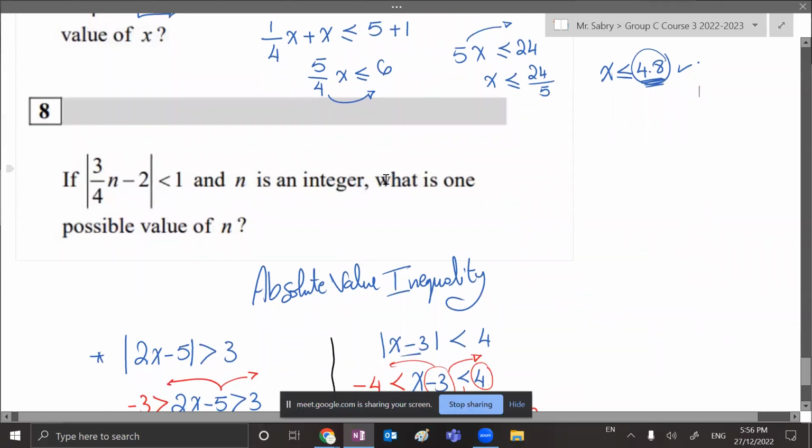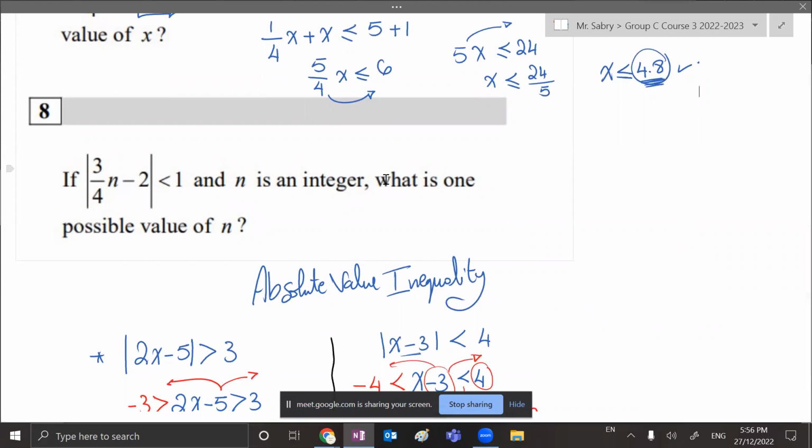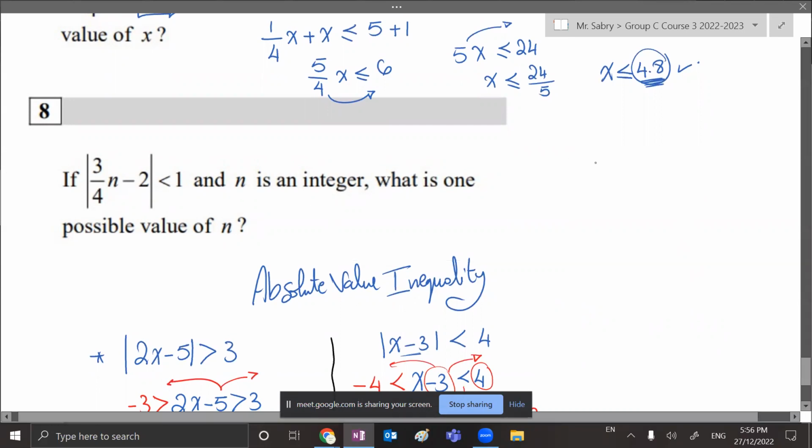Moving on, if the absolute value of 3 over 4n minus 2 is less than 1 and n is an integer, what is one possible value for n? As we said, when we're trying to solve an absolute inequality, in order to remove the absolute signs, we just repeat the same number here but with the opposite sign, and the same sign here in the same direction this way. And then we will move the negative 2 to both sides.